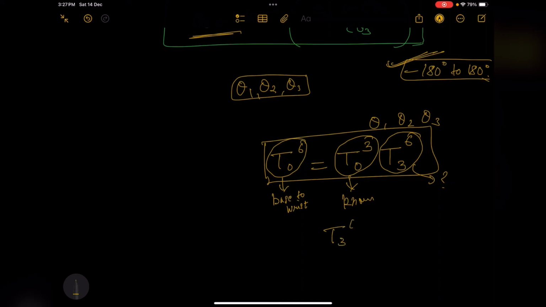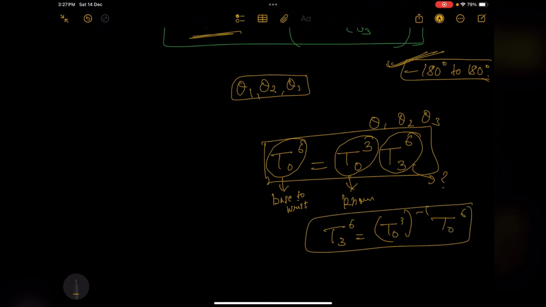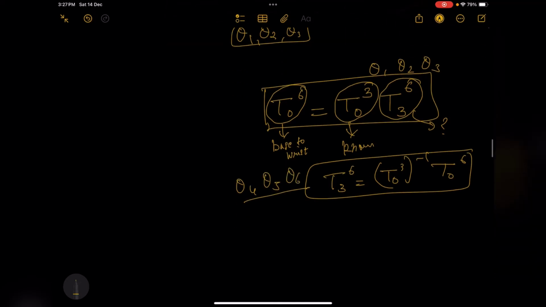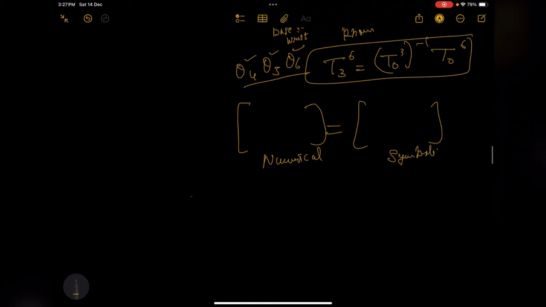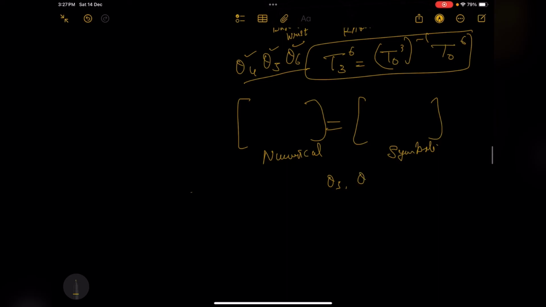Yes. T36 is basically T30, that is, the inverse of T03, multiplied by T06. And once I get T36, I can easily know what are my theta 4, theta 5 and theta 6. How? I can represent theta 4, theta 5, theta 6 symbolically. When I have a symbolic representation of my matrix, I can directly compare it with the numerical representation. This is the numerical representation, this is the symbolic representation, and I can directly find theta 5, theta 4 and theta 6. So in this way I can do it.